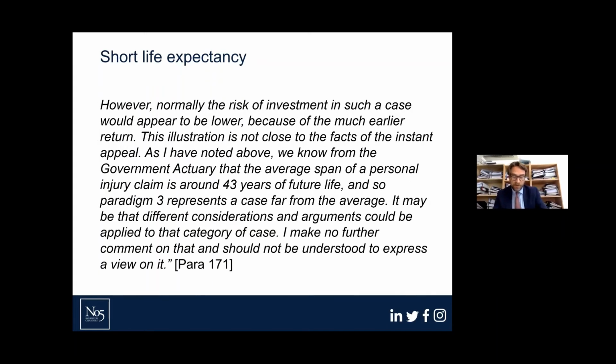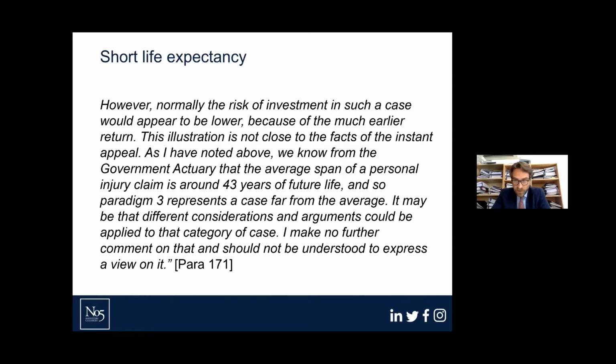However, normally the risk of investment in such a case would appear to be lower because of the much earlier return. This illustration is not close to the facts of the incident appeal. As I have noted above, we know from the government actuary that the average span of a personal injury claim is around 43 years of future life, and so paradigm 3 represents a case far from the average. It may be that different considerations and arguments could be applied to that category of case. I make no further comment on that and should not be understood to express a view on it.